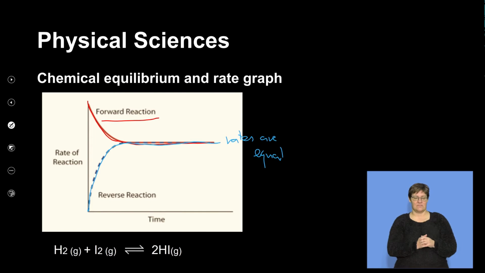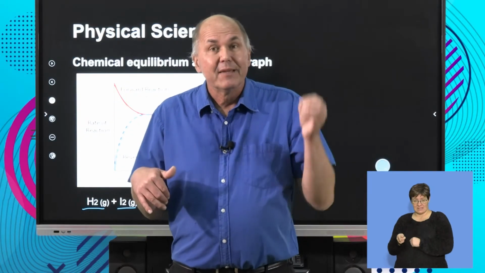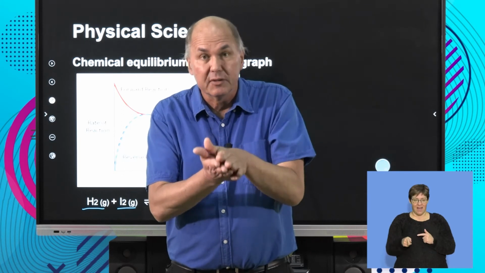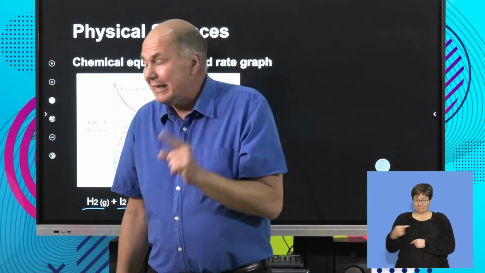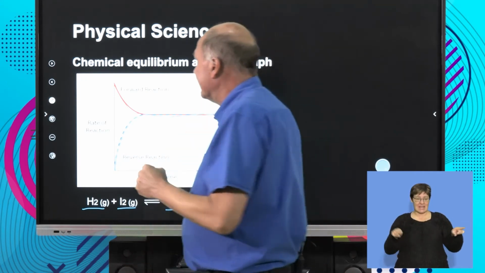Now, let's be very clear about this. This was an example of hydrogen and iodine reacting to form hydrogen iodide. It doesn't matter what the reactants or the products were. What we notice is that the end point is the rates of reaction are the same. So be very clear about that, and they're happening in the same container at the same time.